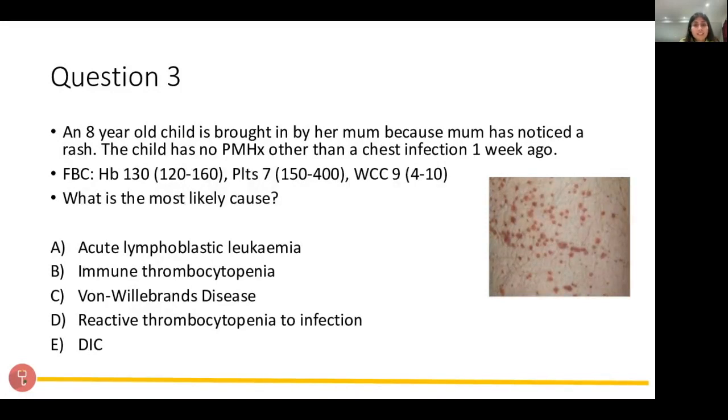And then in DIC, again, a bit like ALL, you'd expect more derangement of all of your full blood count. And usually DIC will be triggered by a much more severe infection, so something like sepsis, and you'd have a very ill patient in front of you who's basically bleeding and clotting at the same time. Whereas obviously this patient's very unwell, but isn't septic or anything. Okay.